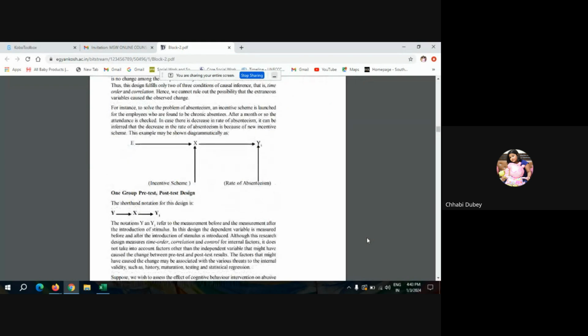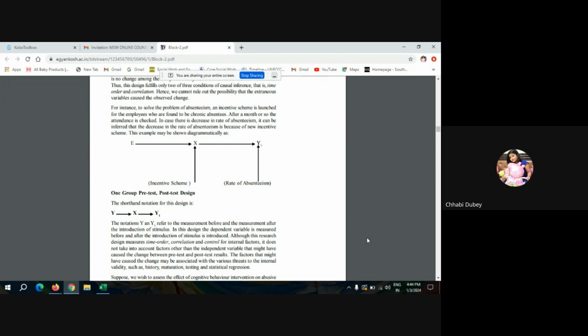After this, we come to the second design, which is known as the one group pre-test post-test design. This is given by the notation Y leading to X leading to Y1. Here the notations Y and Y1 refer to the measurement before and the measurement after the introduction of the stimulus. So you measure first before the stimulus is introduced, then you introduce the stimulus and then you measure again to see the changes.